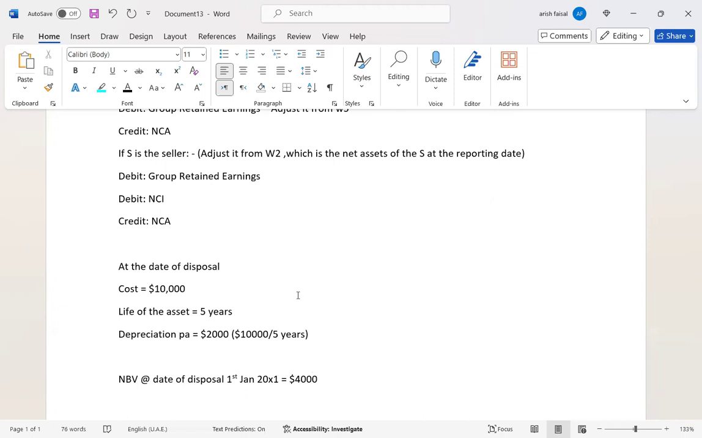It has been 3 years, so accumulated depreciation would have been 6,000 because 3 years have passed, and the net book value would have been 4,000.